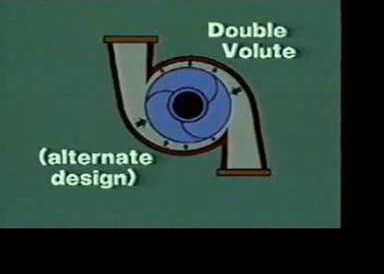There are other advantages of double volute casings. They give the casing greater internal strength. They also reduce some of the stress load on the casing walls.